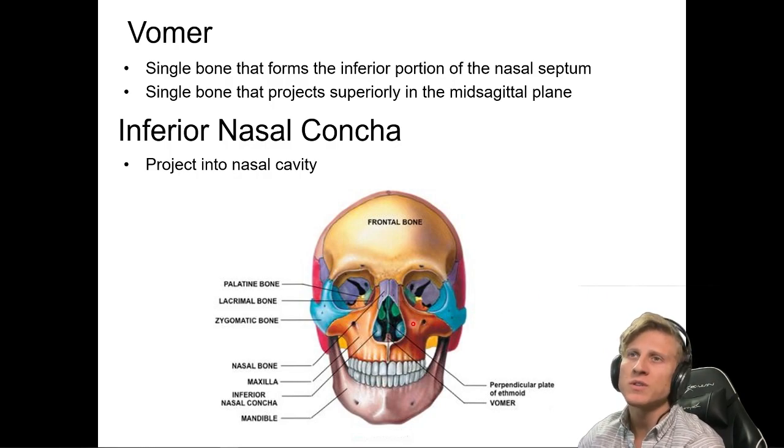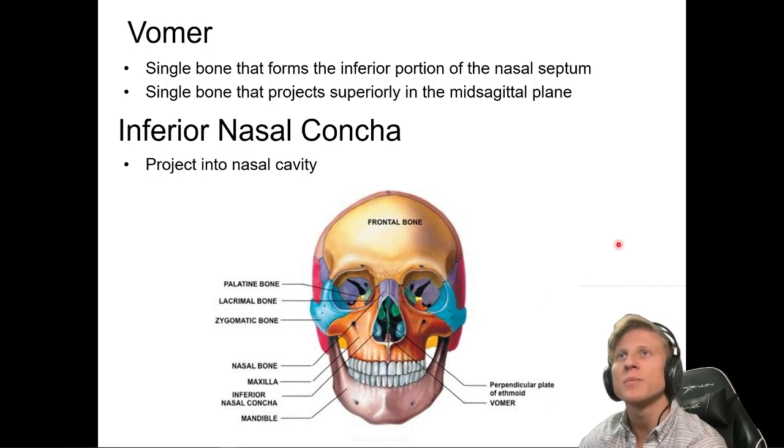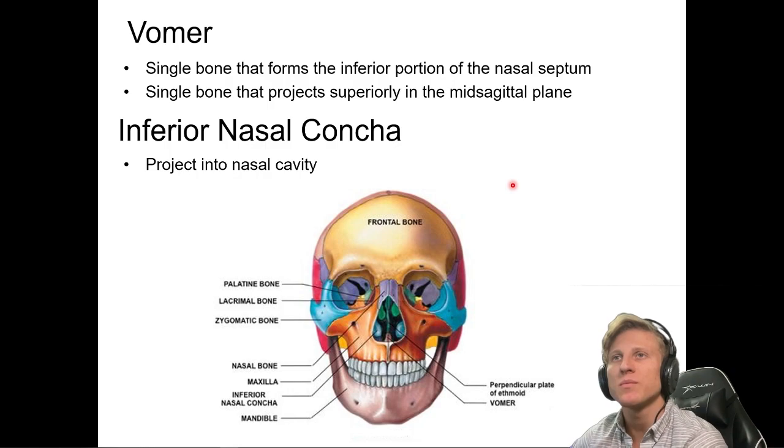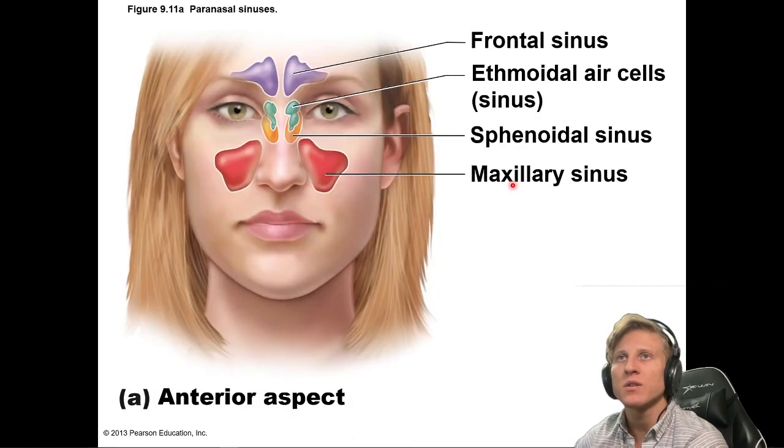We have the vomer we discussed previously. Again, this little guy right here. It's connecting the perpendicular plate to the maxilla. Okay, single bone, inferior portion of the nasal septum. And then we have the inferior nasal concha located here on the side. Anything else we really need to know? Again, there are technically superior nasal concha, but they are very difficult to visualize with these other bones in place, so we're not going to worry about that.